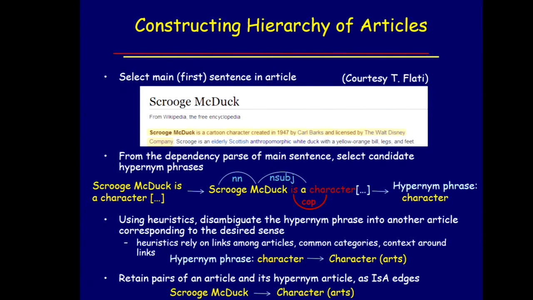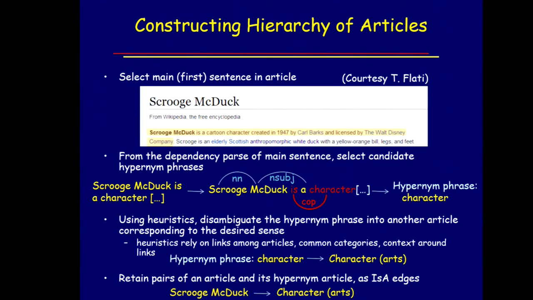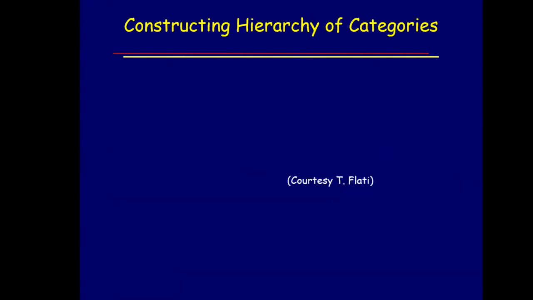So through this kind of heuristics, it's not like everything is lost. Even if you cannot tell easily what the hypernym phrase means, what the sense is from the current article, you can still look around it, so to speak, in the category network, and you can still guess reasonably. Once you've done this, you have pairs like Scrooge McDuck going into character arts. This is one pair, a pair between two articles.